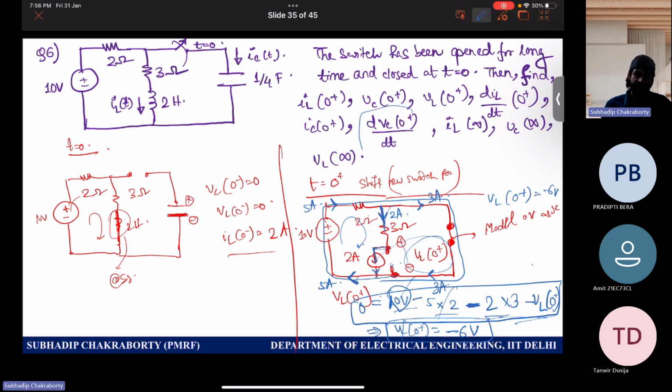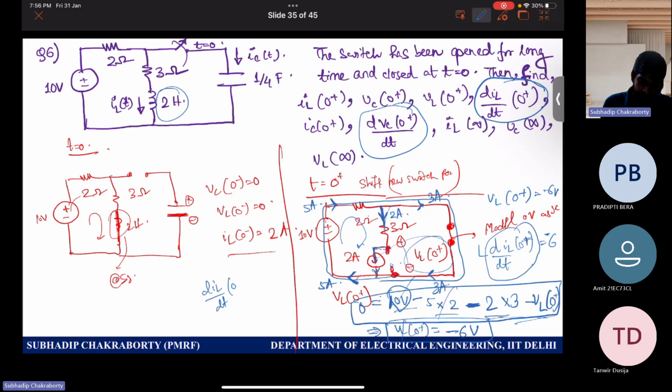So now you have asked for dIL/dt. So L dIL/dt at 0 plus equals minus 6. So what is dIL/dt at 0 plus? Minus 6 by 2. So minus 3. dIL/dt at 0 plus is nothing but minus 3. Got it?